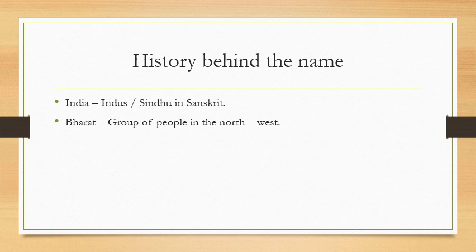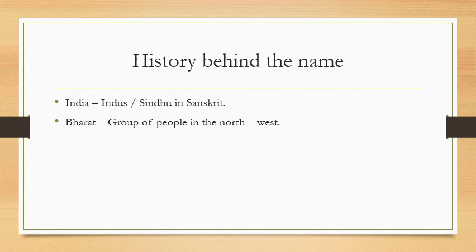Let us see the history behind the name. Two names are used often for our country. First one is India and second one is Bharat. India comes from Indus, called Sindhu in Sanskrit. Iranians and Greeks who came through the northwest and were familiar with the Indus called it Hindos or Indos, and the land to the east of the river was called India.